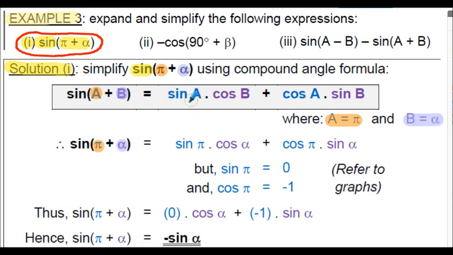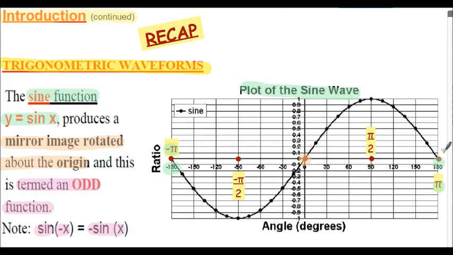So for the right hand side of the expansion, we have sine of A, that's sine of pi, multiplied by cos of B, cos alpha. And we add to that the cos of A, cos of pi, multiplied by the sine of B, the sine of alpha. Now just note from our graph shown previously, the sine of angle pi is actually 0. And referring to the sine wave we've shown previously, the angle pi radians or 180 degrees, we would read off 0 on the vertical axis.